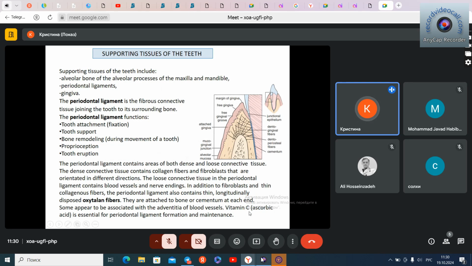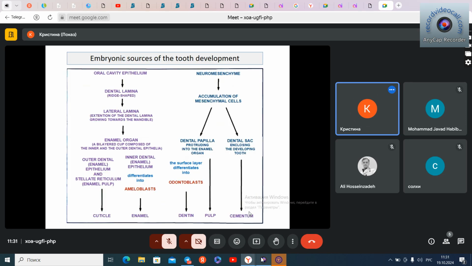The vitamin C is essential for periodontal ligament formation and maintenance. If we have the lack of vitamin C in food, then the teeth will not develop in child, or the teeth will fall away, because vitamin C is needed to produce collagen fibers. Without vitamin C, collagen fibers are not produced or not renewed.